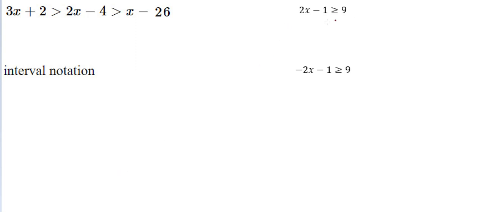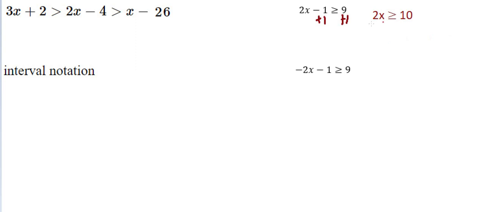So we're going to start by solving these linear equations here in the top right. And they're almost the same as solving a normal equation. So we have 2x minus 1 is greater than or equal to 9. Well, I'm going to add 1 to both sides first, just like I normally would. That's the opposite or inverse of subtraction. And that would give us 2x is greater than or equal to 10.